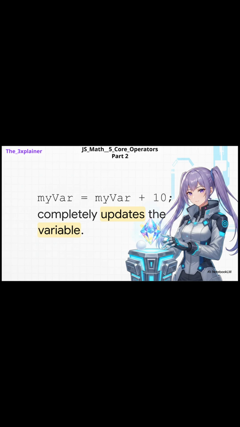So here is the absolutely crucial syntax for updating our variable. myvar equals myvar plus 10. This is the final correct syntax. The right side calculates 5 plus 10. Then the equal sign takes that 15 and assigns it to the left side, officially updating myvar from 5 to 15. We've successfully combined both our arithmetic and our assignment operator into one really powerful line of code.